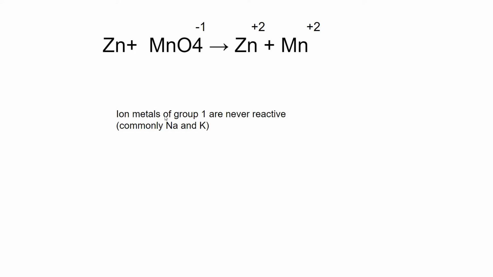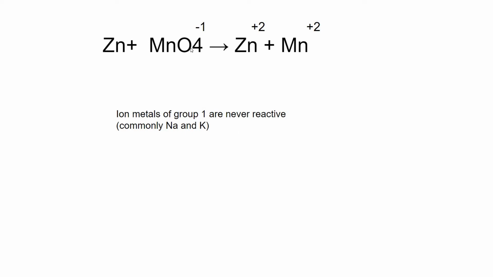And that is because ion metals of group 1 are never reactive. And that's commonly Na and K, which are sodium and potassium. So essentially you can just write out the entire equation and just completely erase the potassium or sodium, or lithium, or some other group 1 metals that they have. Not they, the periodic table, but you know.